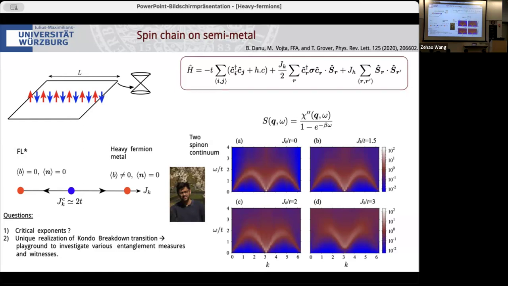So we're fascinated by this transition. We're doing much more work. We want to look at critical exponents. This is a unique realization, in my opinion, of a Kondo breakdown transition, and there is a lot to do to try to understand this type of transition with entanglement measures, entanglement witnesses. So these are things we are still doing now. Okay? So this is the first case of a Kondo breakdown transition which you can realize on these systems.